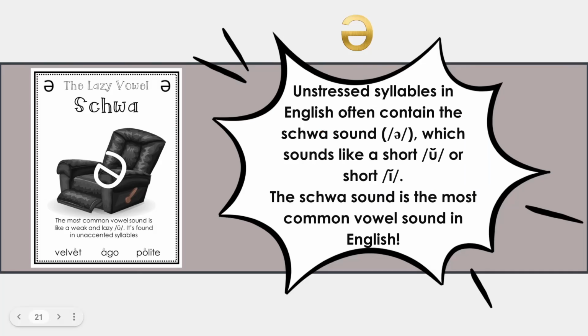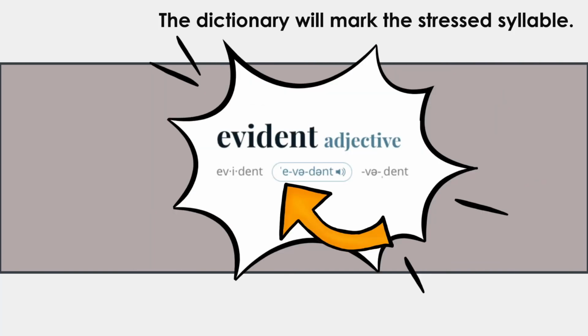Unstressed syllables in English often contain the schwa sound. It's like a muffled or short U or I. The schwa sound is the most common vowel sound in English. The dictionary will mark the stressed syllables. Notice in this word, we first have the syllable division, and then we have a pronunciation guide. The first little vertical line before the first E is the stress marking. That shows us that this first syllable is stressed.